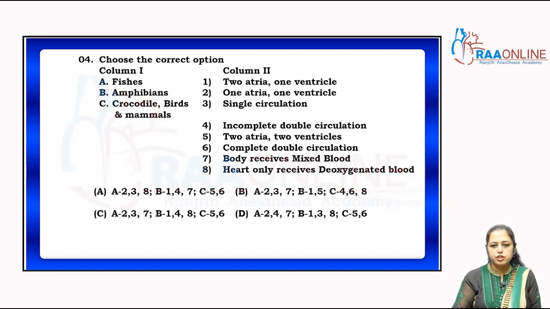First one, fishes 2 atria 1 ventricle. No, because fishes has the 2 chambered heart, right? So 2 chambered heart, that is 1 atria 1 ventricle. So fishes 1 atria 1 ventricle, exactly. Single circuit circulation is present in fishes, exactly. That's why the fish's heart is the venous heart, right? Then incomplete, no 2 atria, no complete, no body receives mixed blood, no. The heart only receives the deoxygenated blood, exactly. That's why the fish's heart is called the venous heart.